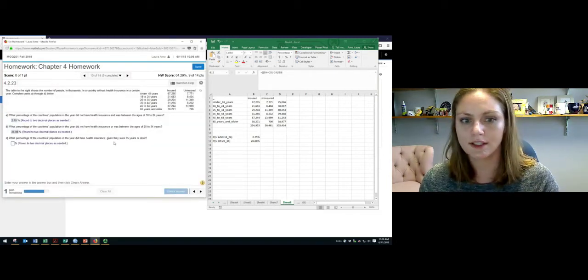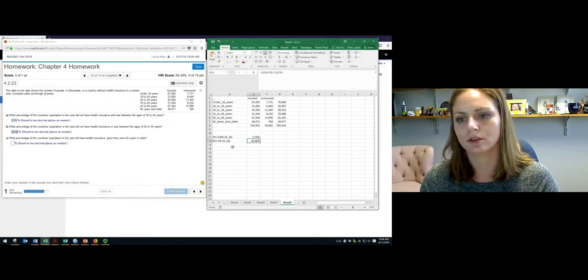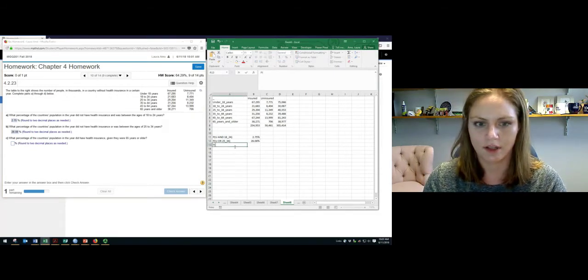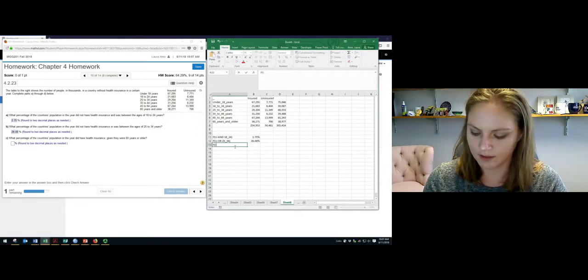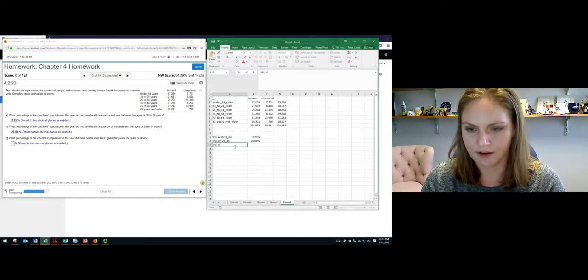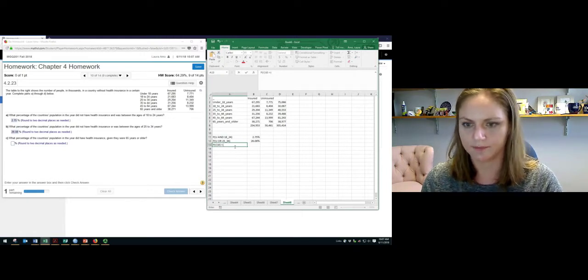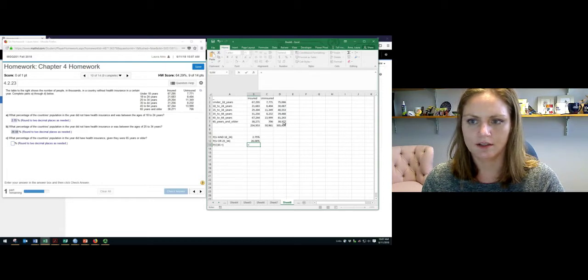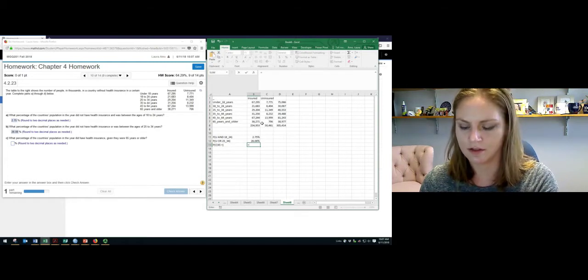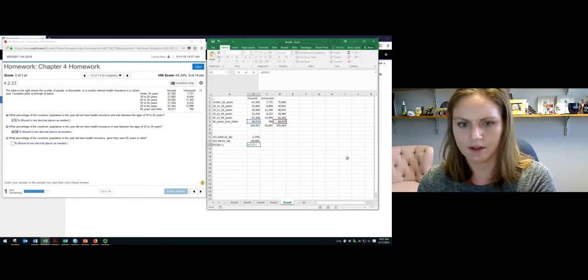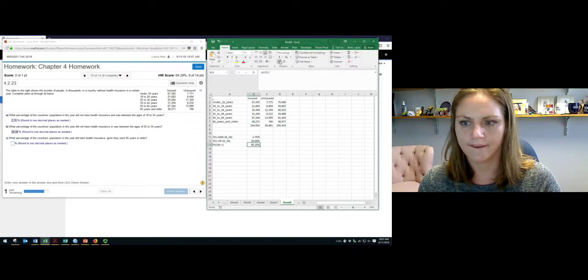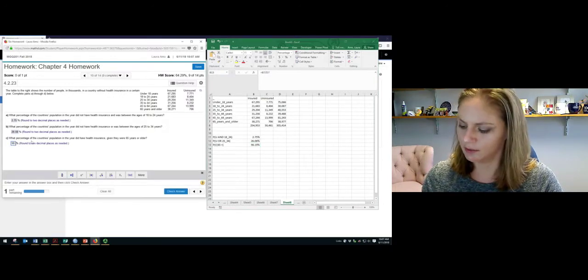Percentage of the country's population that did have health insurance given that they were 65 years or older. So the probability of being insured given 65 and above. Actually the only row that we're interested in here is right here, and of those 38,977, how many had health insurance? Dividing by this, and percentage, 2 decimal places, 98.19.